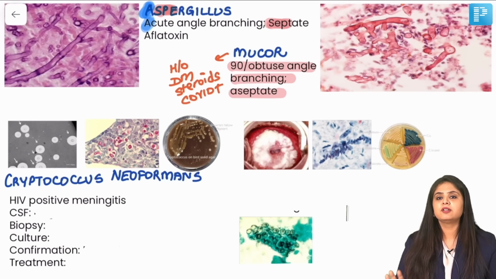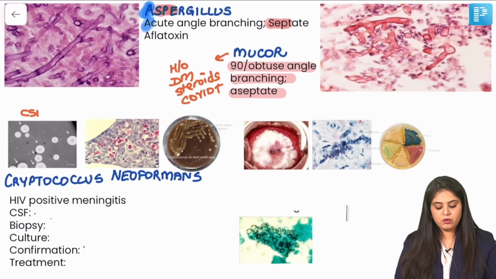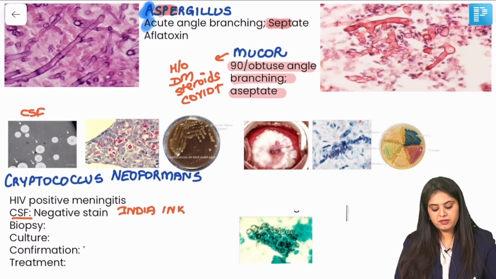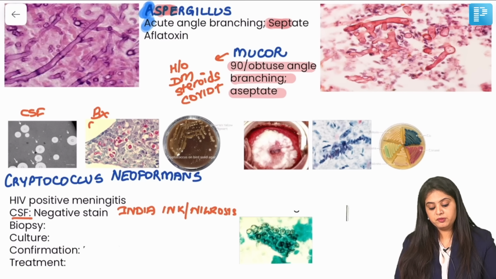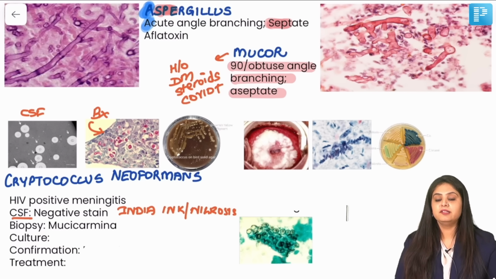even with that much of history, the fungus that I'm thinking of is Cryptococcus meningitis. I will obviously want to do a CSF sample. On a CSF sample, the stain that I will use will be the negative stain. I think you've done this many a times. The examples of negative stain are India ink and nigrosin. But if now you want to do a biopsy of the brain and see Cryptococcus, then the stain that you will be using will be the mucicarmine stain.